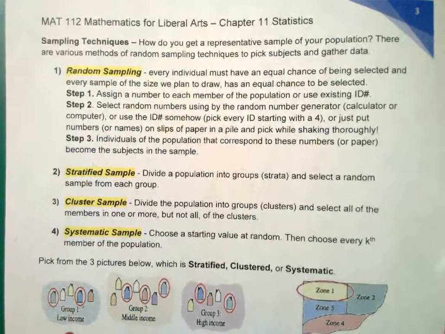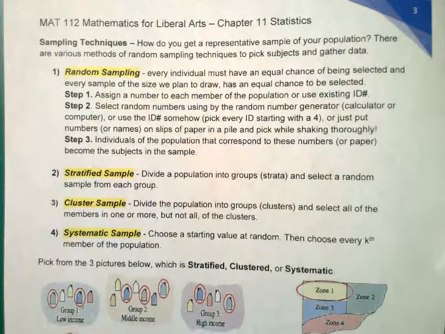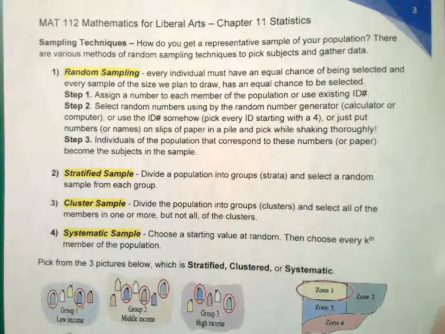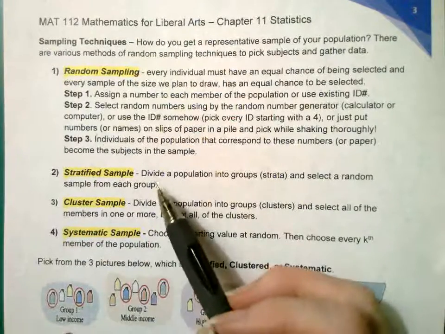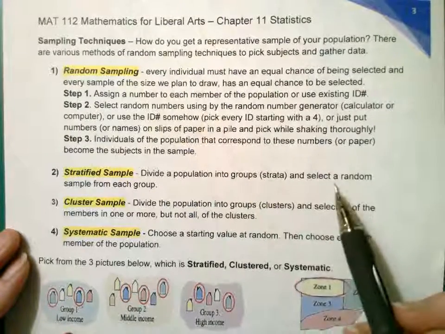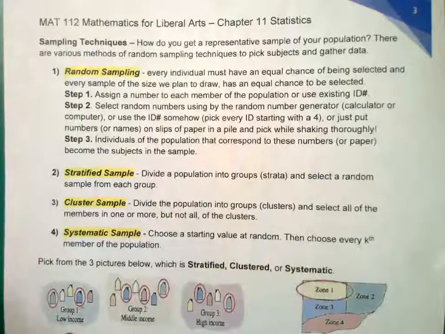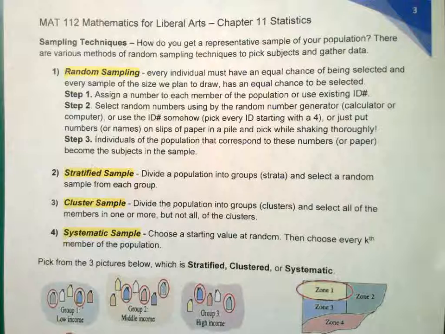All right, if you want a little more organized, if you have a bigger group of population or people or items, you can try a stratified sample. In a stratified sample, you divide the population into groups first, or strata, and then you select a random sample from each group. So separate people or items first, and then randomly sample from each group. It doesn't have to be the same number from each group, just some from each group.